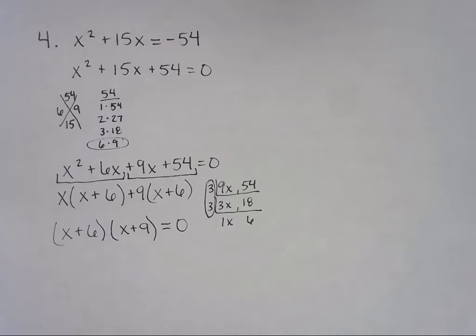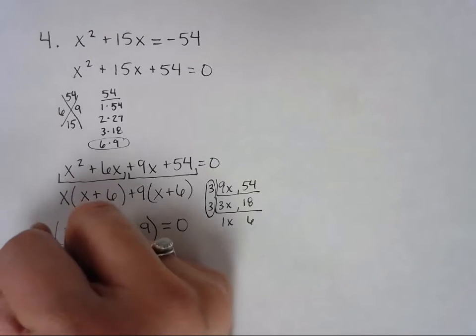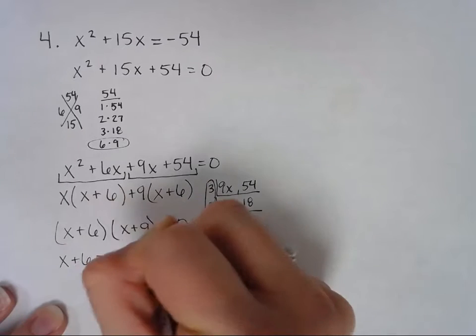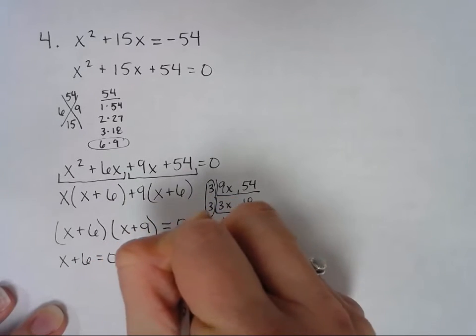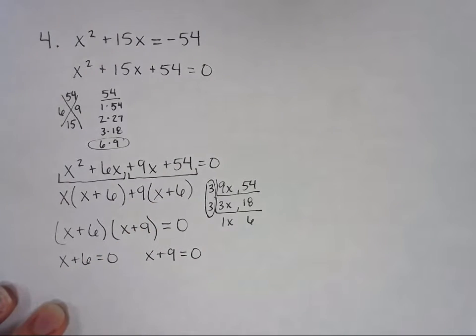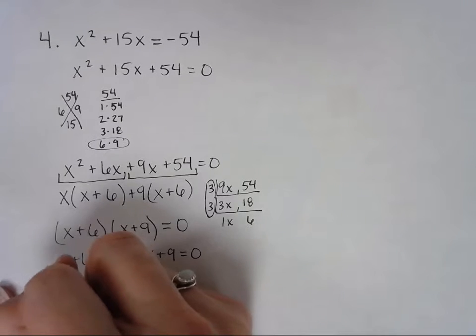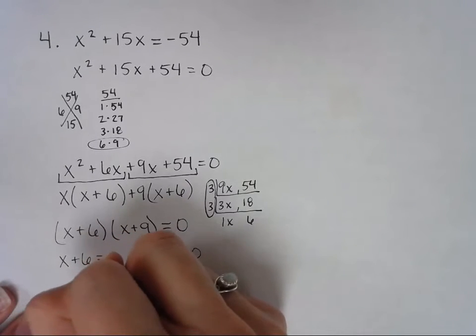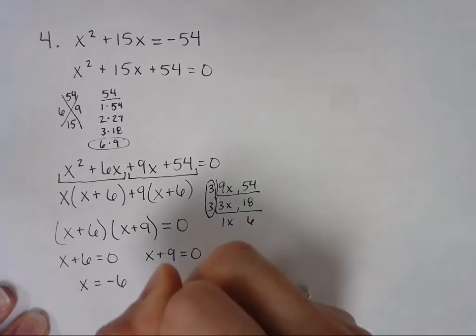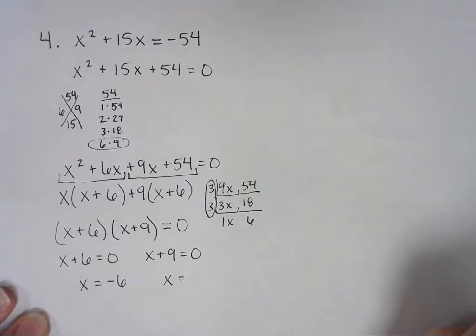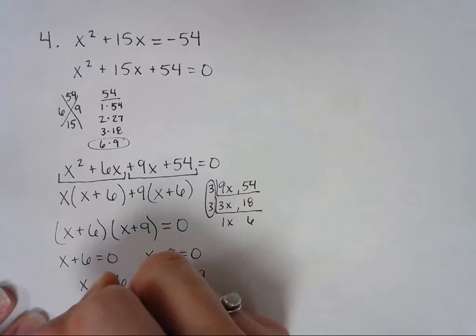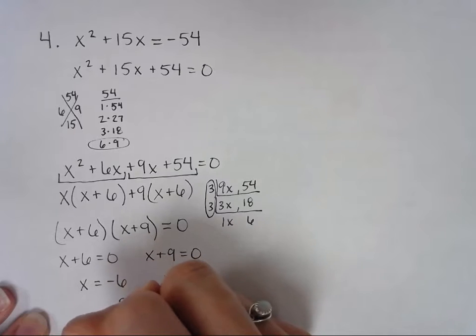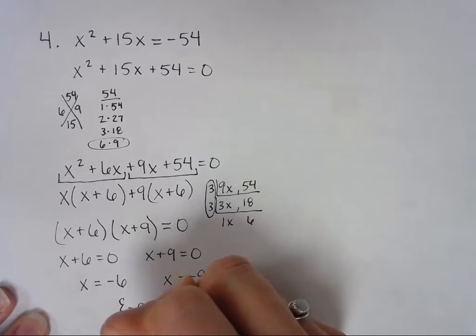Use the zero product property to set each factor equal to 0. Now solve. You will subtract 6, and 0 take away 6 is negative 6, and subtract 9, so 0 take away 9 is negative 9. So our solutions in least to greatest order are negative 9 and negative 6.